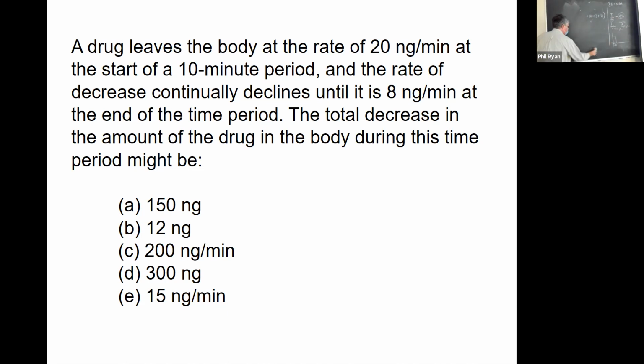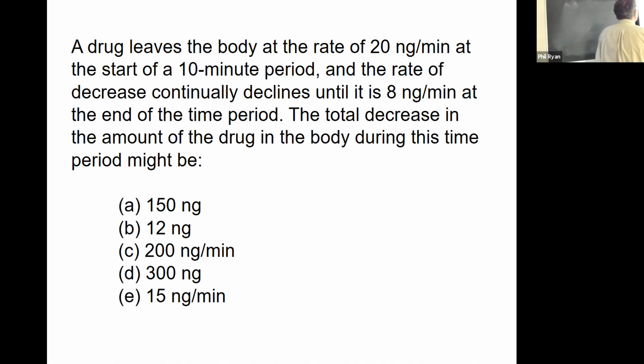Okay. Let's have a think about this. Let's think about units. We see two different units here, nanograms per minute and nanograms. What has to be the correct answer? Nanograms, right? Nanograms per minute is the rate of change. We do it over minutes, so nanograms per minute times minutes, we're going to get nanograms. So straight away you can eliminate C and E.